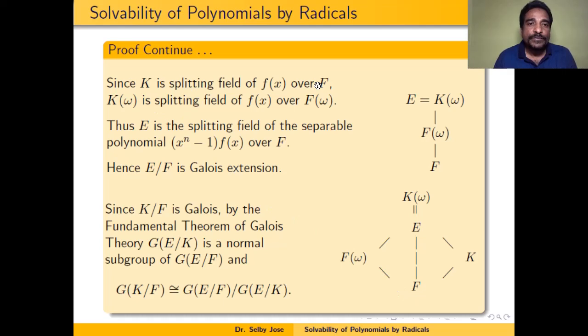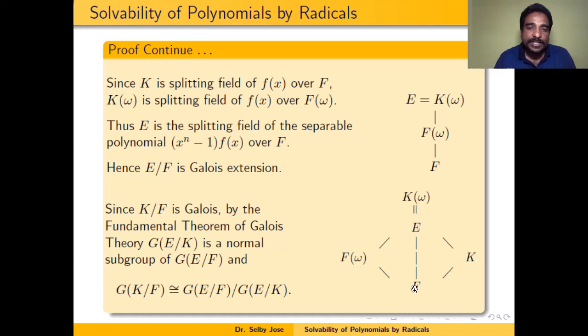Because K is the splitting field of f(x) over F, K(omega) will be the splitting field of f(x) over F(omega). So therefore, E is the splitting field of the separable polynomial (x raised to n minus 1) times f(x) over F. That means E is the splitting field of the polynomial (x raised to n minus 1) times f(x) over F. So therefore, by the characterization of a Galois extension, E over F is a Galois extension.